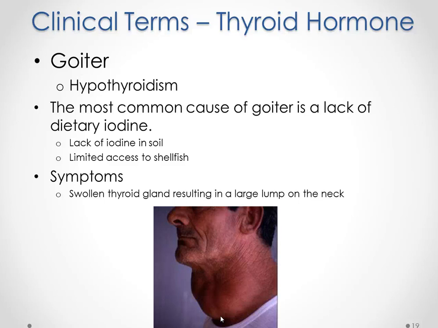Now, a lot of the times you won't see goiters anymore in the United States. It's very uncommon to see an individual with a very, very large goiter anyway, because most of the food processing companies add iodine to their table salt, and everything has table salt in it. So individuals are getting plenty of iodine in the salts that they eat on a day-to-day basis.